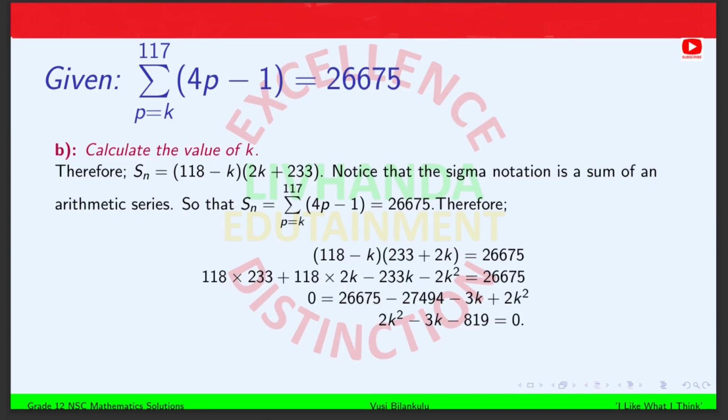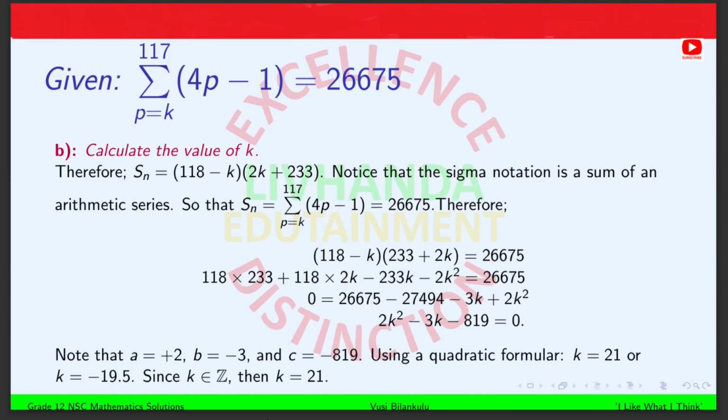By using the BODMAS rule, this equation simplifies to a quadratic equation. Therefore, the standard equation is given by 2k squared minus 3k minus 819 equals 0. Notice that at least one root of this quadratic equation is irrational. Therefore, a quadratic formula can be used to obtain the roots. This formula can be found at the back of the question paper on the day of the exam.